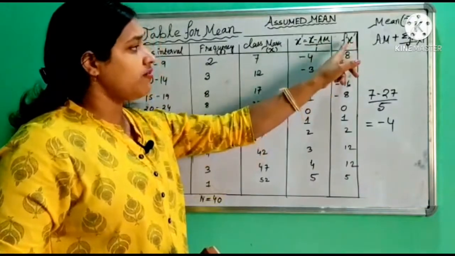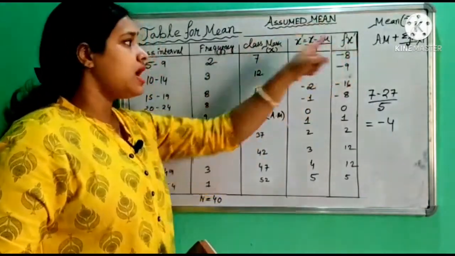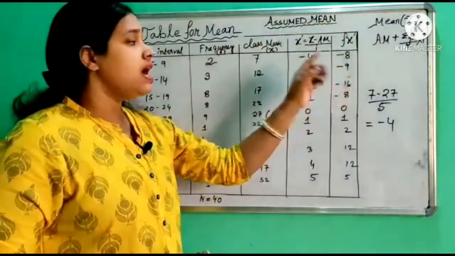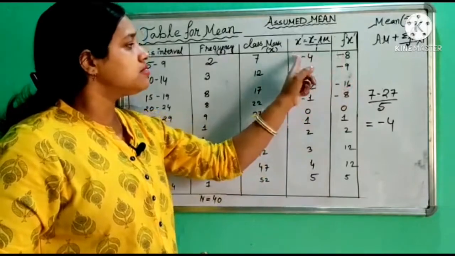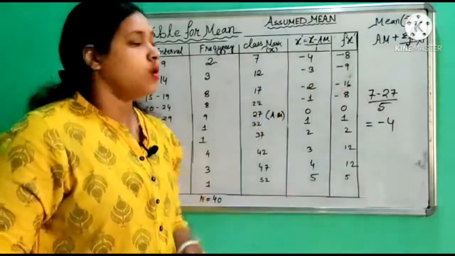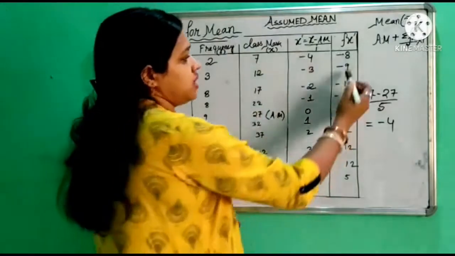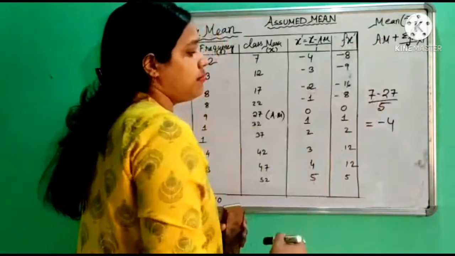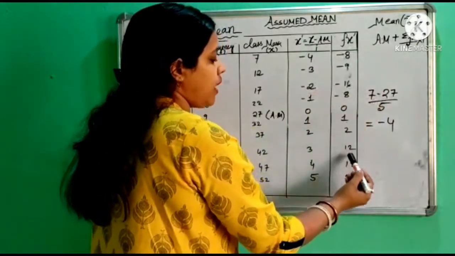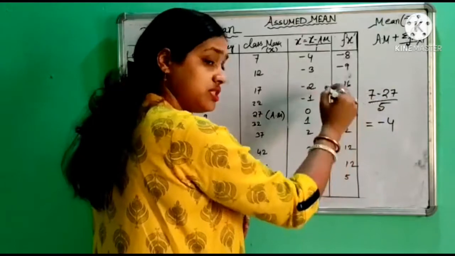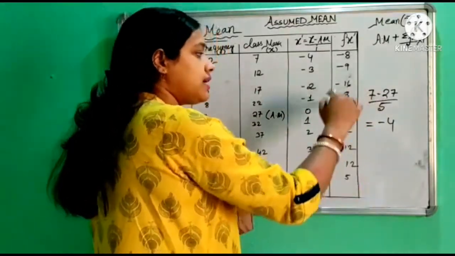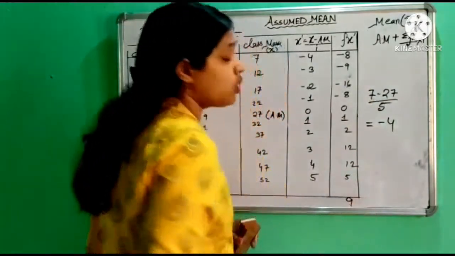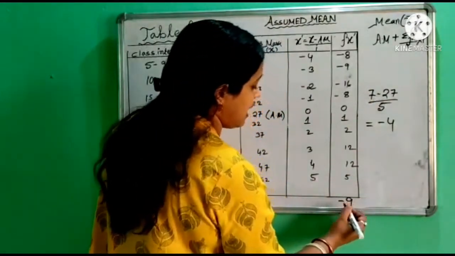Now coming to fx dash. Here f means frequency and x dash is this one. So 2 fours are 8, 3 threes are 9, and remember that minus is minus and plus is plus. After that calculation you add 8, 9, 16, 8, and also 12 and 5. You add all these numbers, and after that calculation you find minus 9.